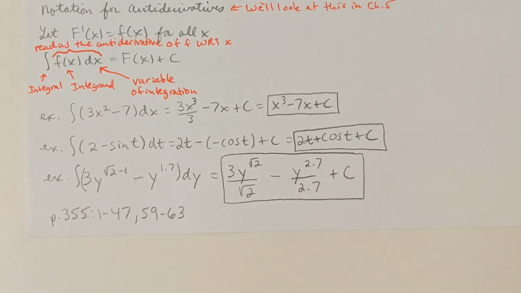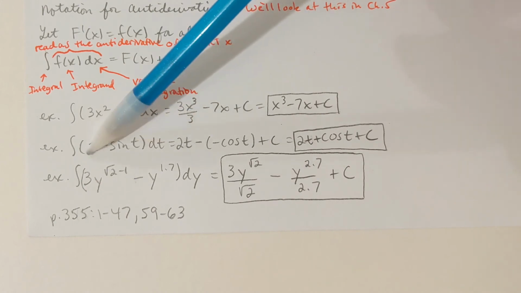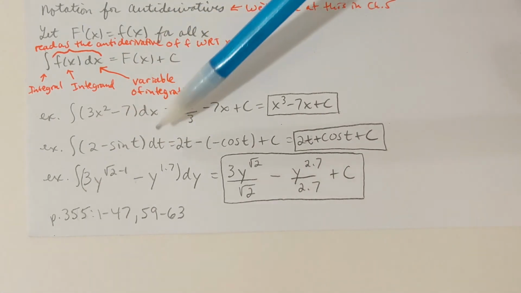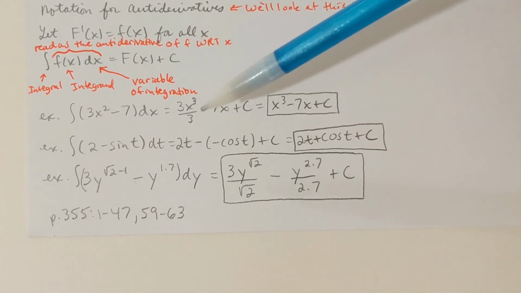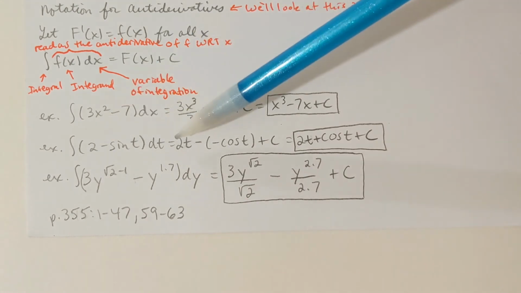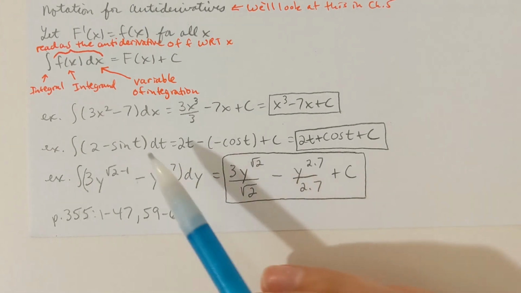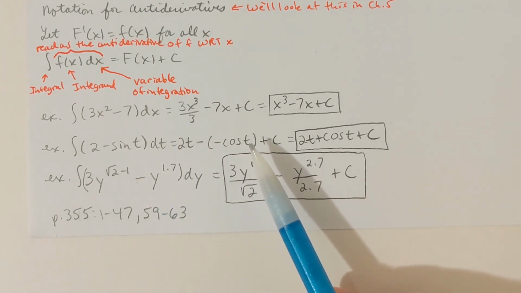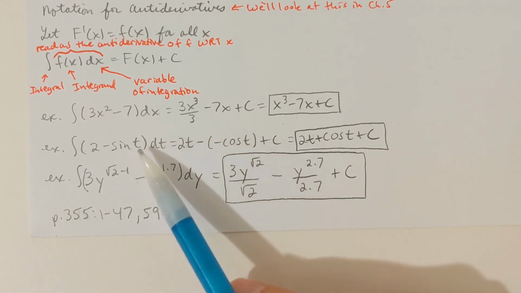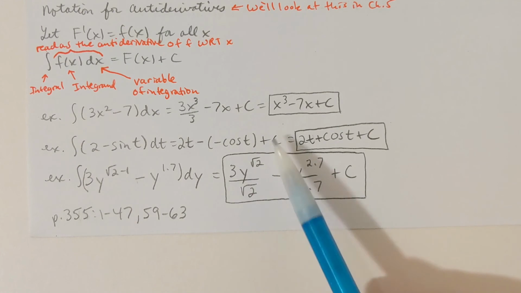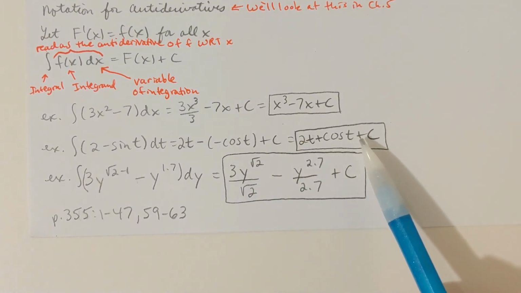Here's another example. Suppose that we want to find the antiderivative of 2 minus sine t. Well, here's how we'd write that using integral notation. dt is the variable of integration. And so the antiderivative of 2 would be 2t minus the antiderivative of sine t, which would be negative cosine t, since the derivative of negative cosine t would be sine t, plus a constant. 2t plus cosine t plus a constant then would be my answer.